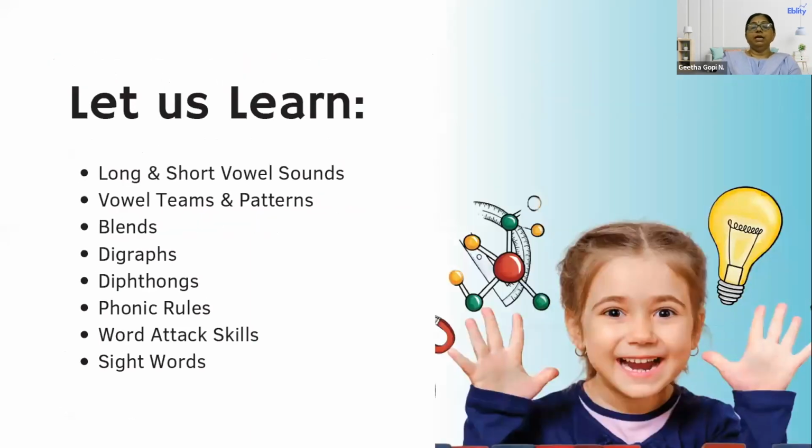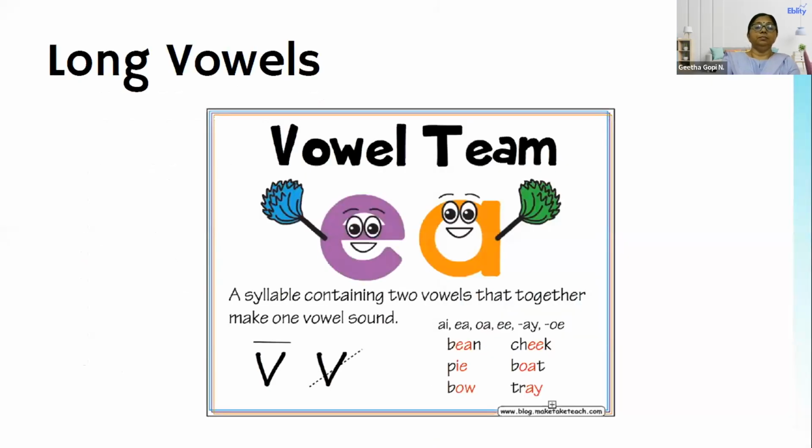So when we are looking at long and short vowel sounds, vowel teams and patterns, we'll look at blends, we'll look at digraphs, diphthongs, the different kinds of phonic rules, word attack skills, as well as sight words.